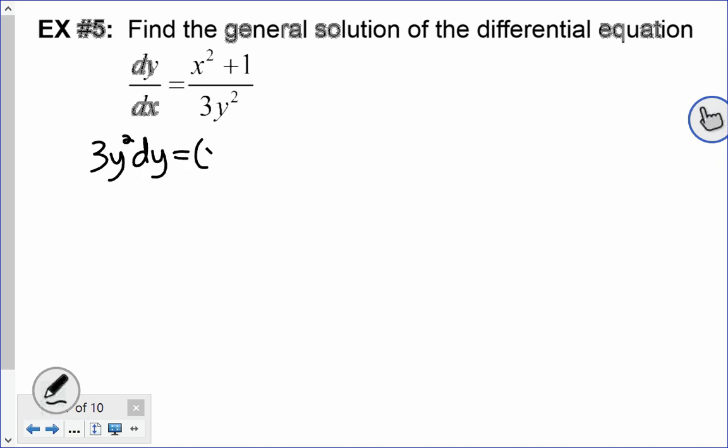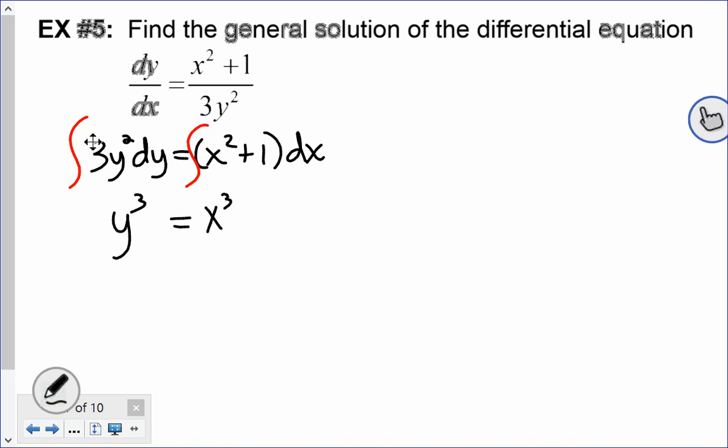Be sure you're using parentheses there because it's the whole x squared plus 1 on the right. Now again, integrate both sides. And so when I integrate 3y squared, I'm going to get y cubed equals, and I integrate over here, I get x cubed over 3 plus x plus your constant.